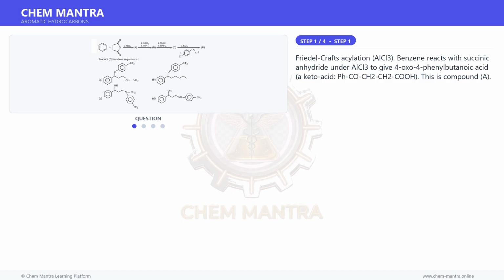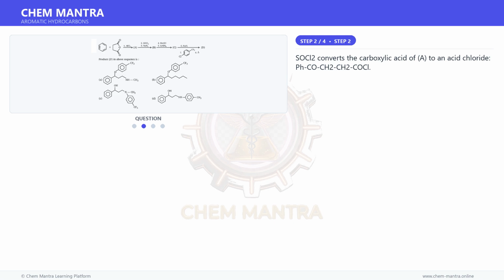Friedel-Crafts acylation, AlCl3. Benzene reacts with succinic anhydride under AlCl3 to give 4-oxo-4-phenylbutanoic acid, a keto acid, Ph-CO-CH2-CH2-COOH. This is compound A. Moving on to the next step.